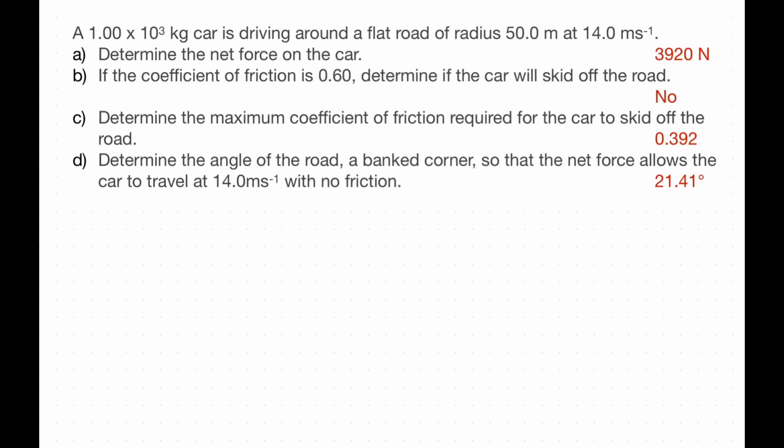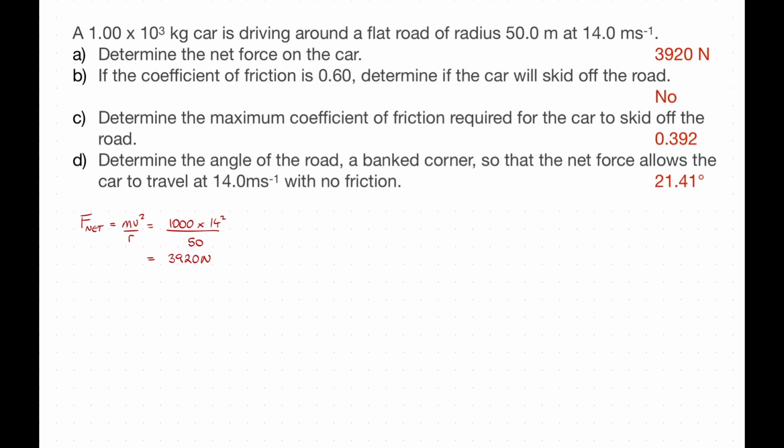So when we're looking at an object traveling in uniform circular motion, the net force is always mv squared on r. So that means that the net force on the car, our F net, is just going to be equal to mv squared on r, which is then going to be equal to our 1,000 kilograms times by our 14 meters per second squared, and we are going to divide that through by our radius of 50, which we can then get as being 3,920 newtons. Done.